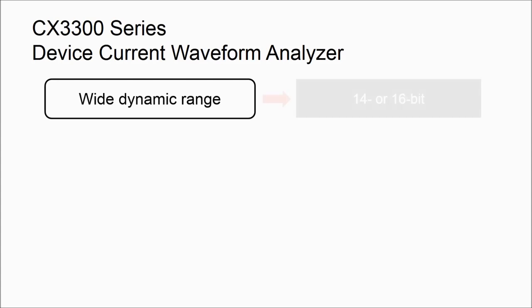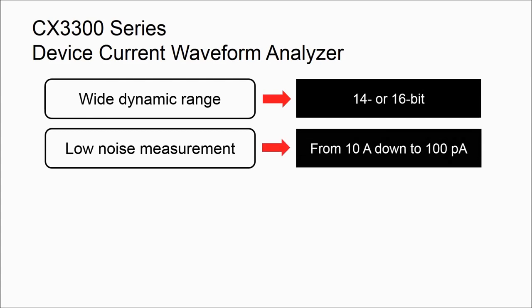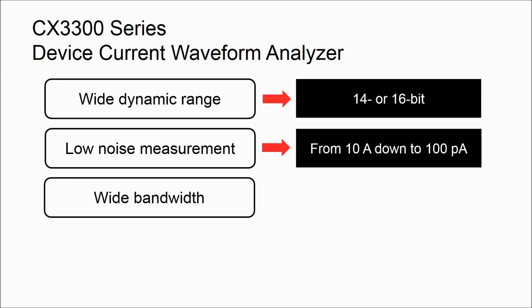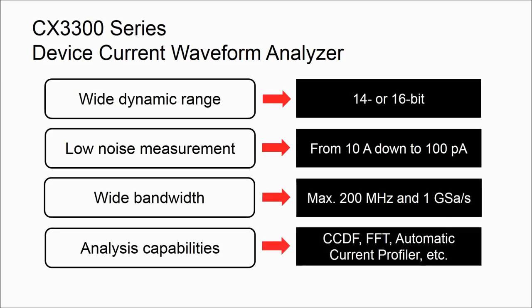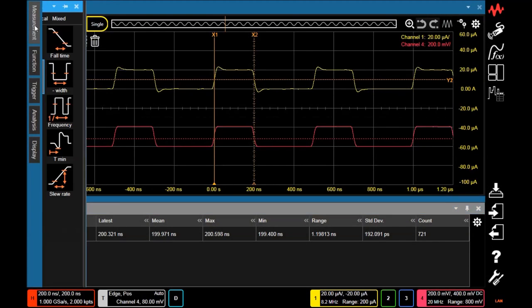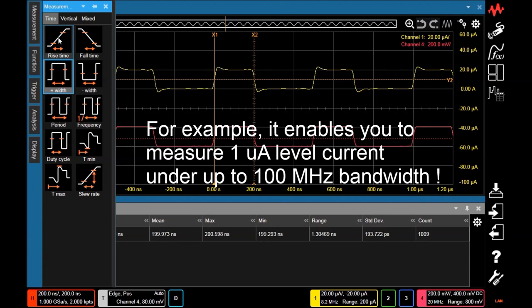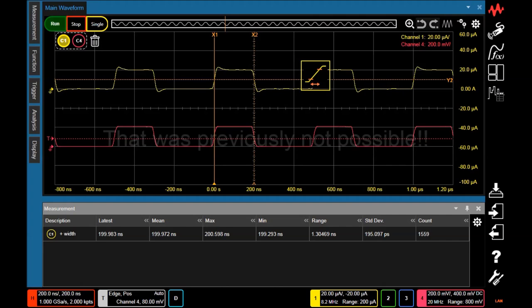The CX3300 series possesses 14 to 16 bits of dynamic range, current measurement from 10 amps down to 100 picoamps, up to 200 megahertz of bandwidth, and it supports a variety of analysis capabilities. For example, you can measure current waveforms at the 1 microamp level with 100 megahertz of bandwidth, something that was previously not possible.